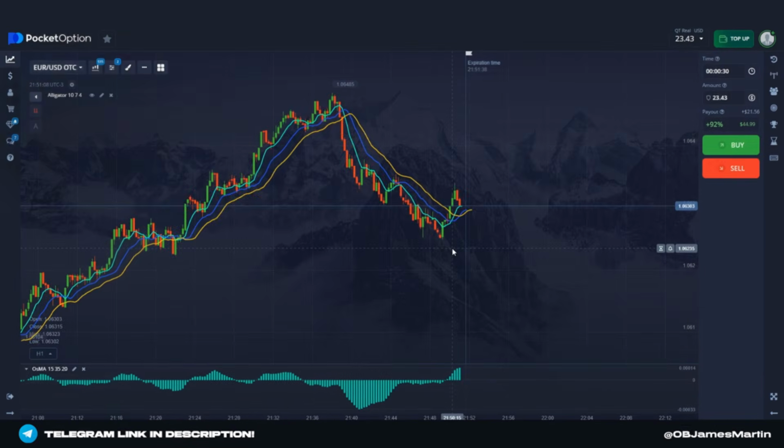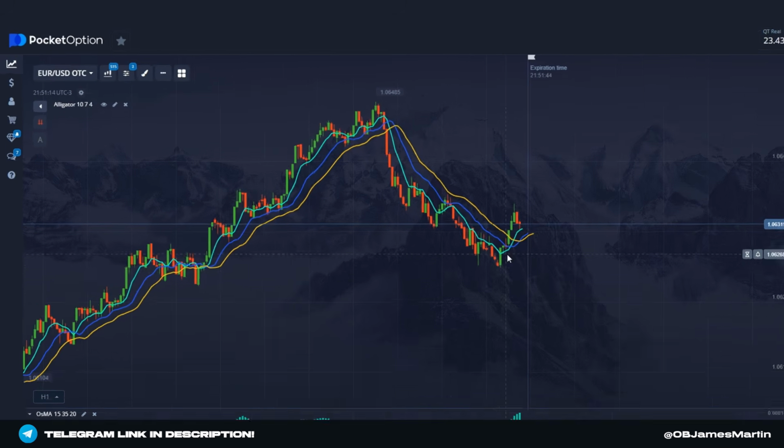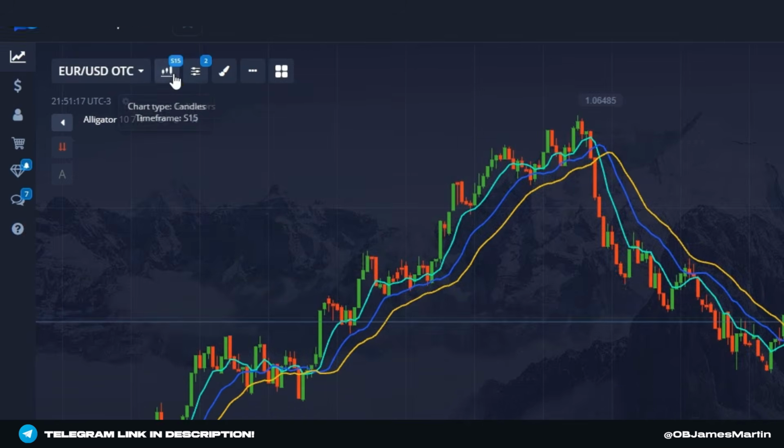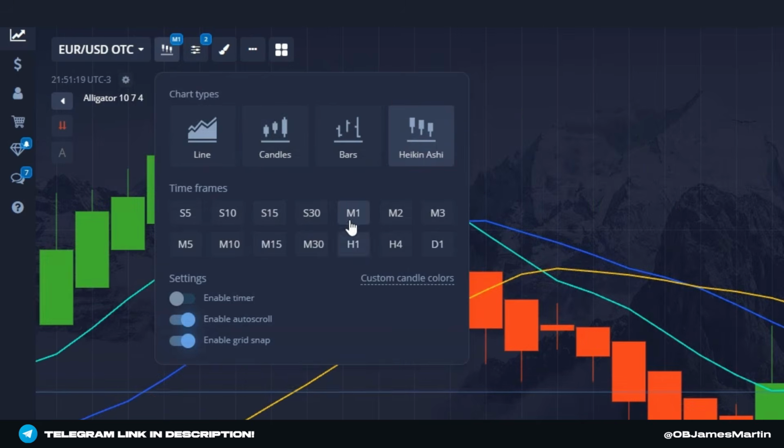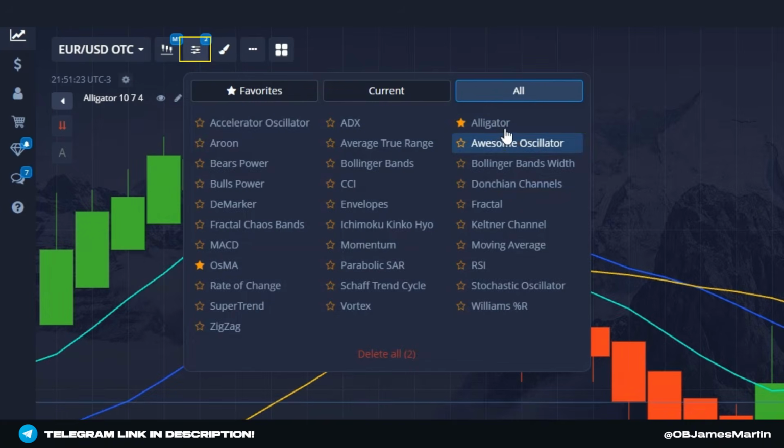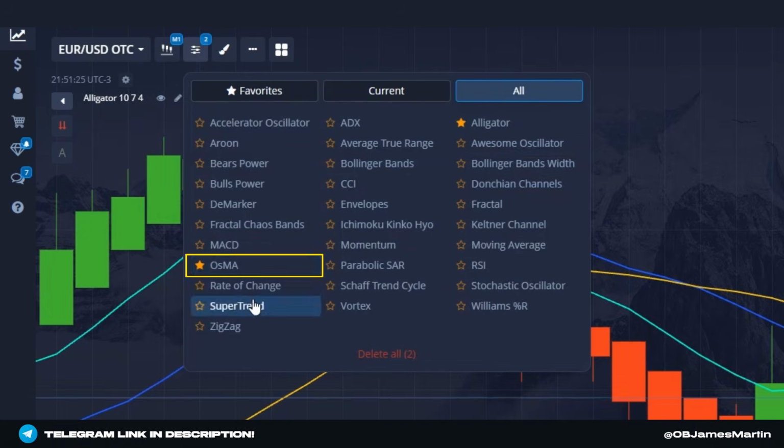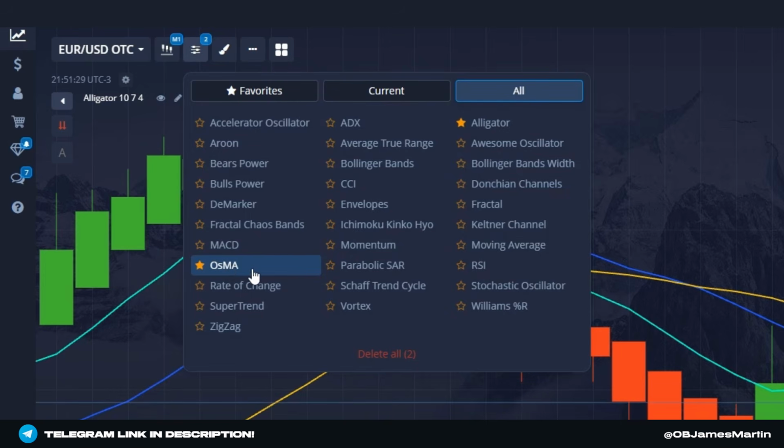The results of this method are very impressive. Over the past months, I have received more than 100 positive reviews, so I know what I'm talking about. The candle type is Heikin Ashi, M1 in the time frame, okay? Now you use the Alligator and the Moving Average Oscillator. So let's start with the Alligator, okay?